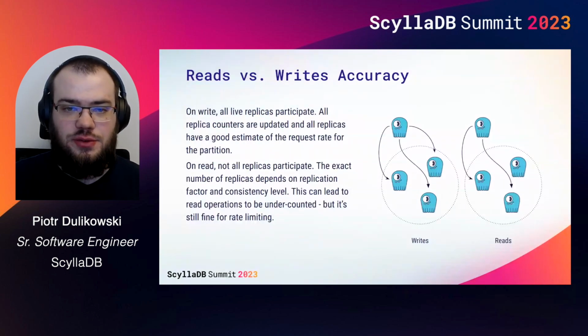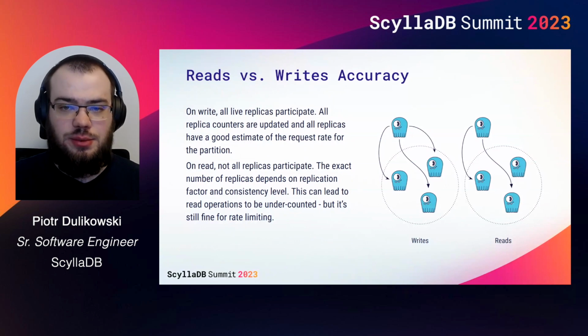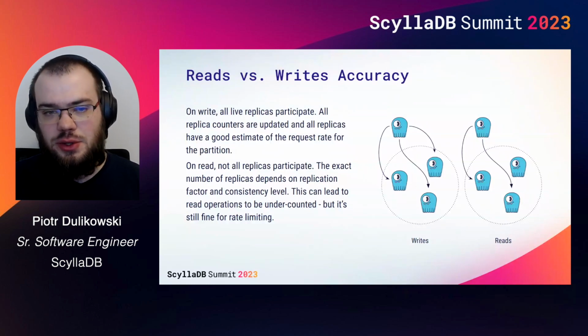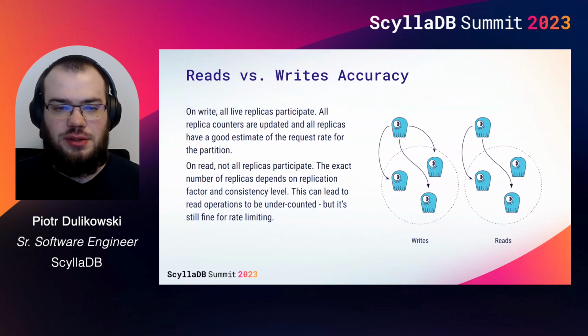There's one important difference in measurement accuracy between reads and writes that is worth mentioning. When a write operation happens, the coordinator asks all live replicas to perform the operation. The consistency level only affects the number of replicas that the coordinator is supposed to wait for. All live replicas increment their counters for every write operation, so our current calculations are not affected.